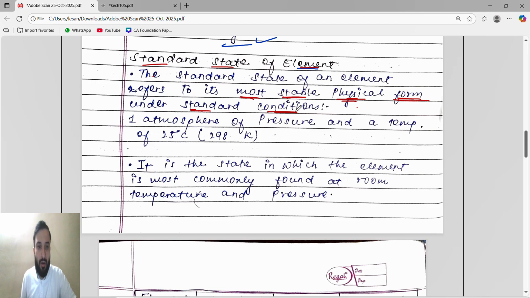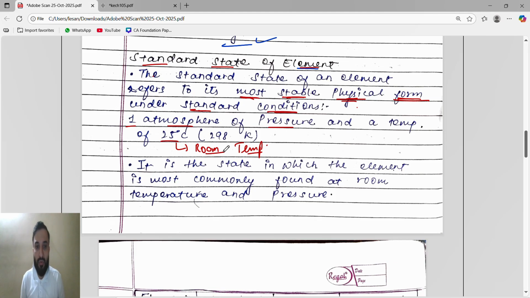Standard condition is 1 atmosphere of pressure, meaning 1 atm atmospheric pressure, and a temperature of 25 degrees Celsius. That is called room temperature. Now don't start fighting, sir. Room temperature is 27 degrees Celsius, how will you say 25? No, room temperature is 25 degrees Celsius, and for the standard we will write temperature in Kelvin. So it will be 298 Kelvin.